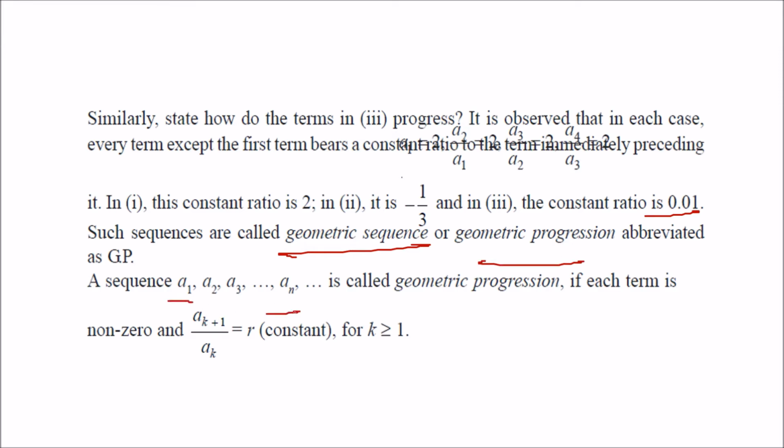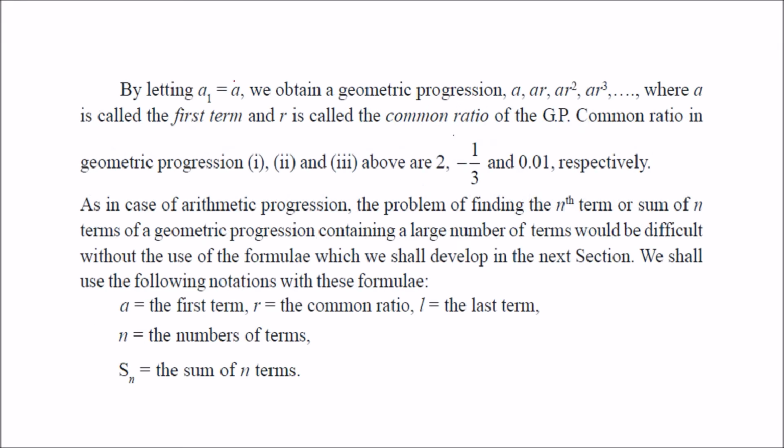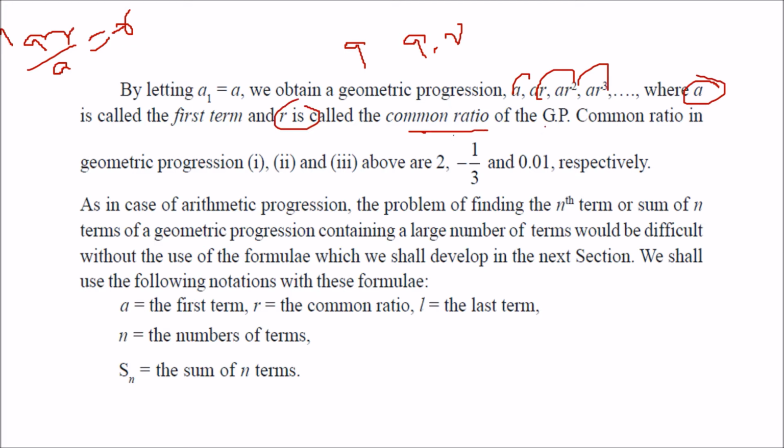So a sequence A1 to AN is called a GP if each term is non-zero and when you divide a term by the previous one, you get R as a constant. Now if the first is A, the next will be A into R, because AR by A gives you R. So AR by A, AR square by AR, AR cube by AR square. Every time we have A as the first term and R as the common ratio of the GP. The common ratios of these geometric progressions are 2, minus 1 by 3 and 0.01, as we have just seen.